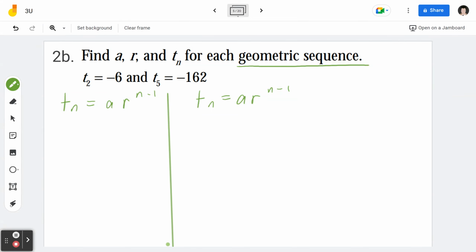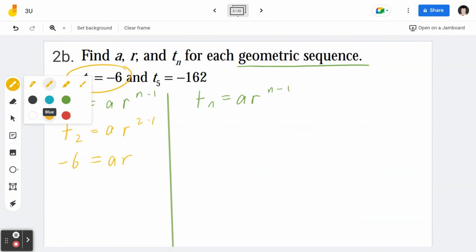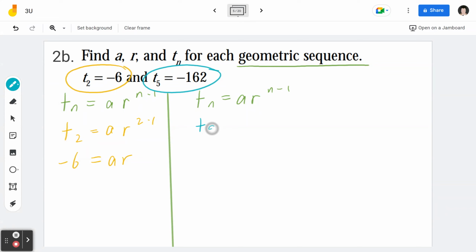I'm going to draw a line in the middle, divide this into two different columns. Again, for your reference, I'm grabbing two different colors. T2 is going to be negative 6. This means the second term is negative 6. T2 in this example means a times r to the power of 2 minus 1, or you can say negative 6 equals a times r. And we're going to come back to that in a different color. Again, T5 is negative 162. So the fifth term is going to be a times r to the power of 5 minus 1, ar to the power of 4 equals negative 162.